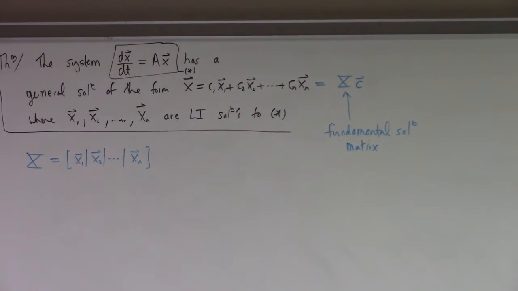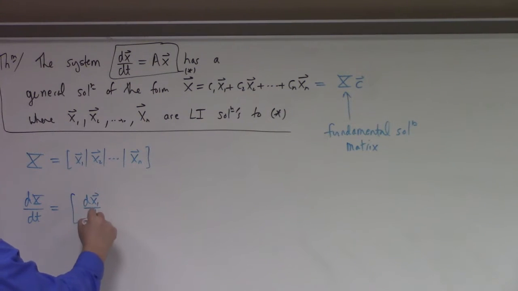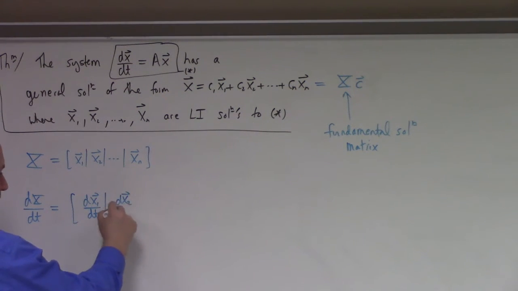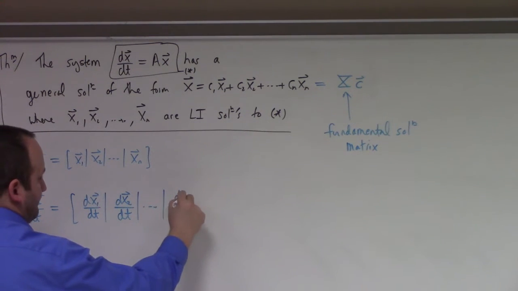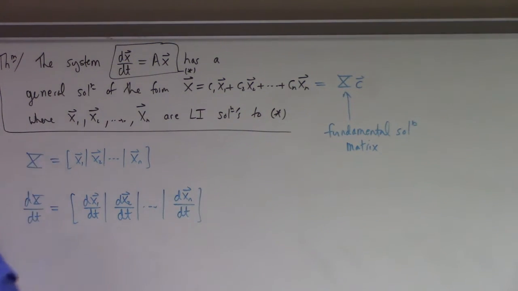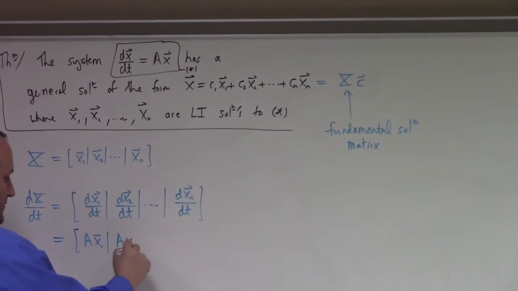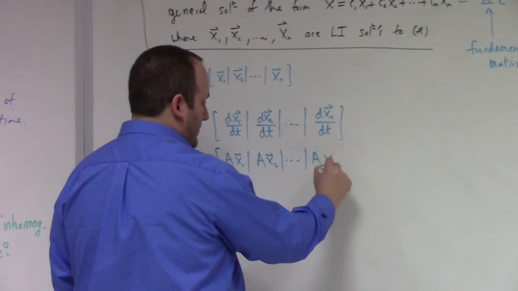What makes something a fundamental solution matrix is two things, right? So if you calculate dx dt, what do you get? How do you differentiate? In fact, if you differentiate component-wise, that's the definition. So like dx1 dt, dx2 dt, and so forth and so on. Now, if each one of those is a solution, what's that look like? If each one of these is a solution, that means that they're equal to what? A times x1, A times x2, A times xn, right?